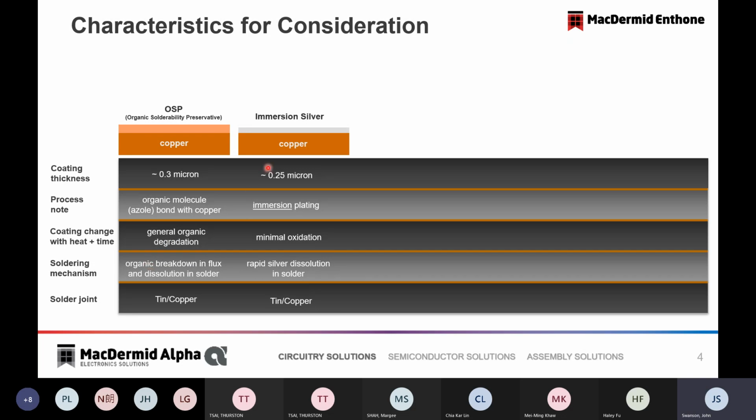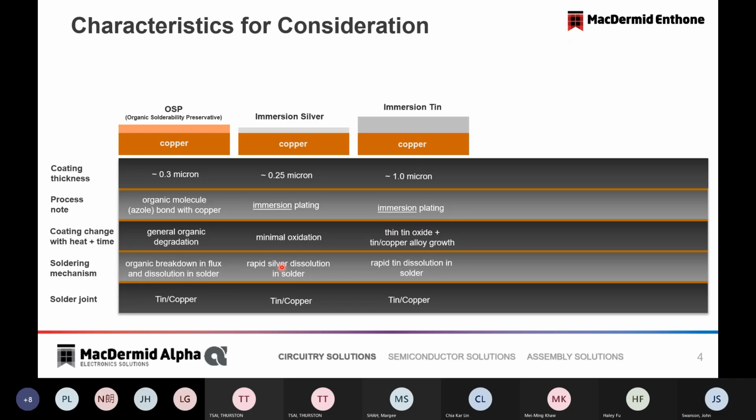So if we think about immersion silver, the immersion silver coating is about 1/4 of a micron thick. It's immersion plating. I'll get into that in a few moments, explaining why I mentioned immersion. There's minimal oxidation with heat and time for the immersion silver coating. And when we solder that coating, the silver rapidly dissolves in the molten solder, and you form a tin copper solder joint.